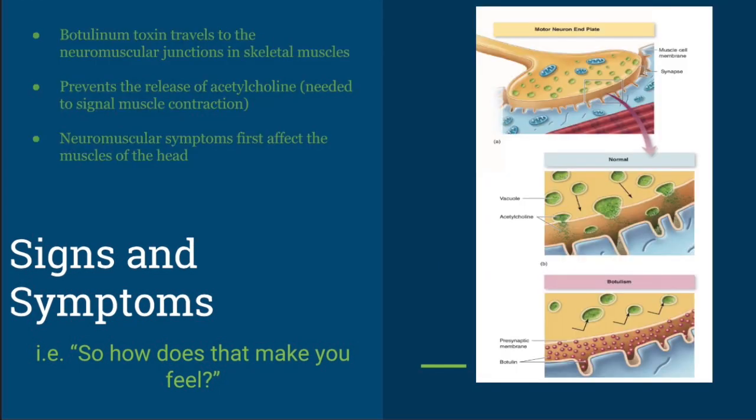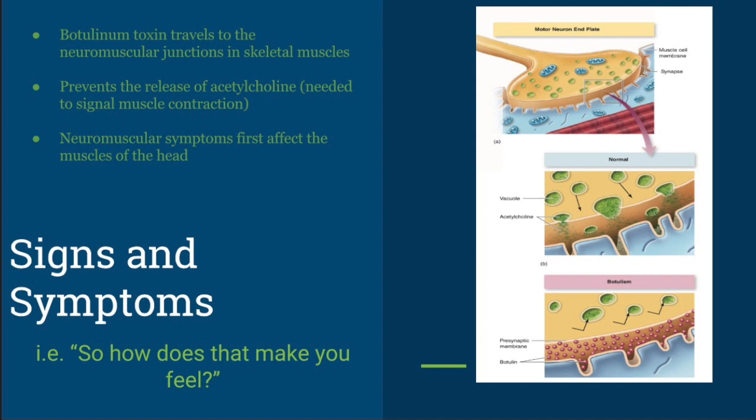The exotoxin called botulinum toxin travels through the circulatory system until it reaches the neuromuscular junctions and skeletal muscles. The way botulinum works is that it prevents the release of the neurotransmitter acetylcholine, which is what initiates the signal for muscle contractions. The picture on this slide shows the physiological effects of botulinum.